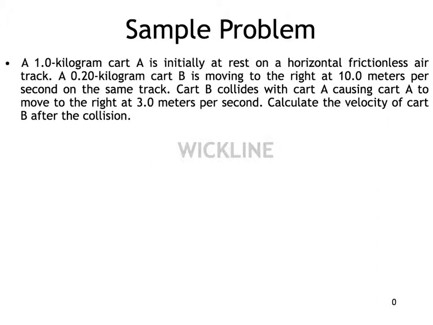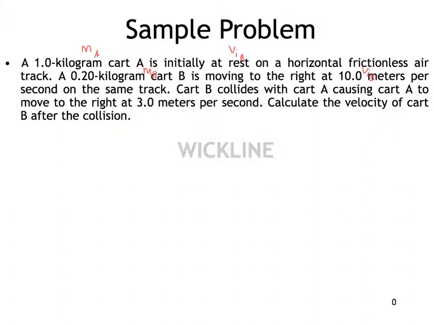So we have a 1 kilogram cart A, so I guess I'll call that MA. And it's initially at rest, so that is, I suppose, the initial velocity for cart A, so I'm just going to say VIA. It's on a horizontal frictionless air track, so we're neglecting friction. And we have a 0.2 kilogram cart B, so I will call that MB. It's moving to the right at 10 meters per second on the same track. So I'm going to say that's an initial velocity for cart B, so VIB.